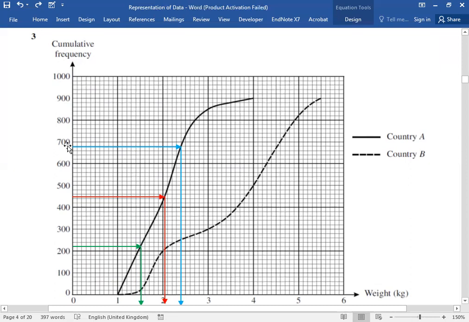इसी तरह 75% of 900. 675 is not the upper quartile. उस पे the weight that you get is the upper quartile. I've done that for country A. Once you have the graphs, you can do it for country B as well, and then compare.